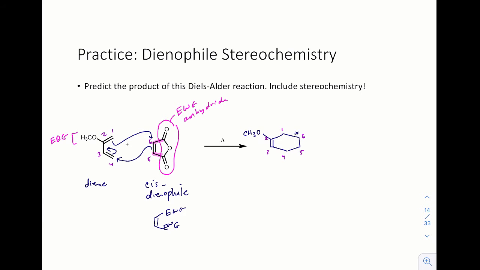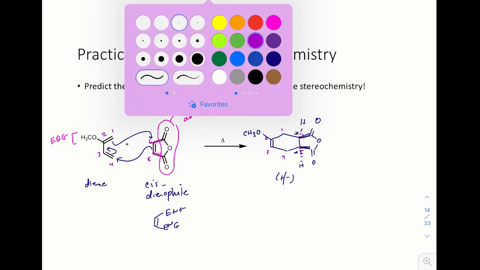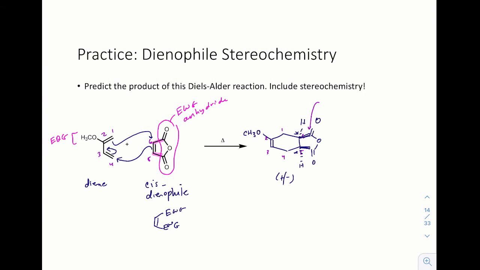Now 6 and 5 have become stereocenters, and the two electron withdrawing groups will be on the same side of the cyclohexene. They'll be syn, since they were syn in the starting dienophile. All right, so this is a racemic mixture. I do want to point out just one additional thing, which is that these carbonyl carbons are sp2 carbons. The tetrahedral annotation here is referring to the sp3 carbons, so it's referring to the new stereocenters.